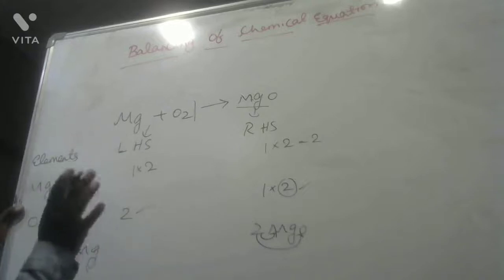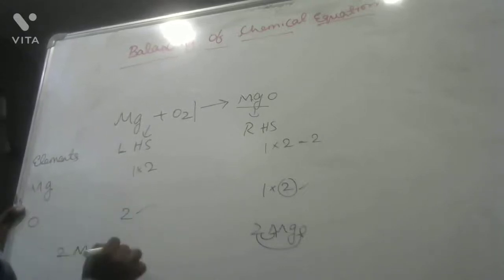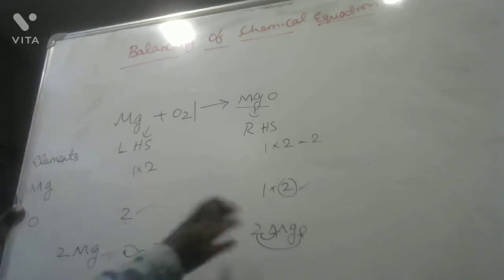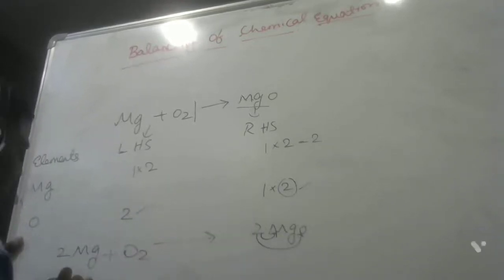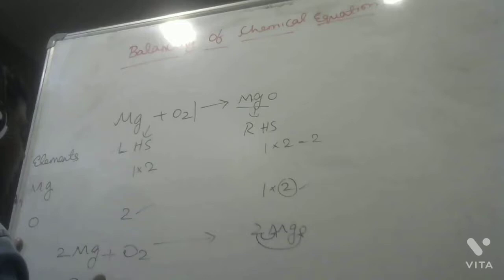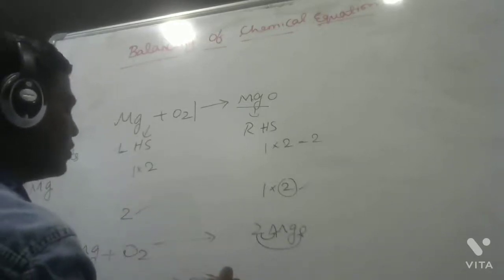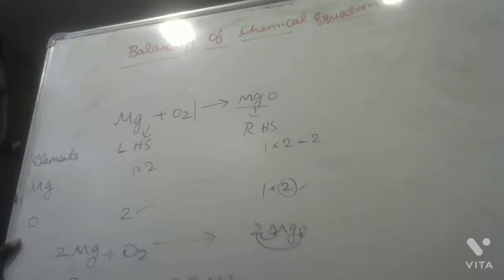so 2 Mg, and then oxygen is added nothing, so just O2, and it gives rise to 2 MgO. So the balanced equation is 2 Mg plus O2 gives 2 MgO.